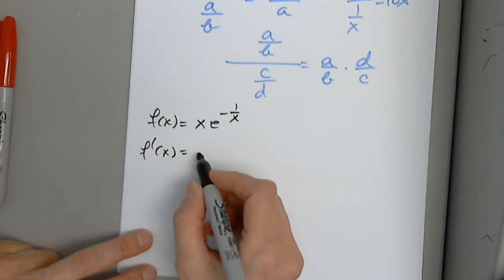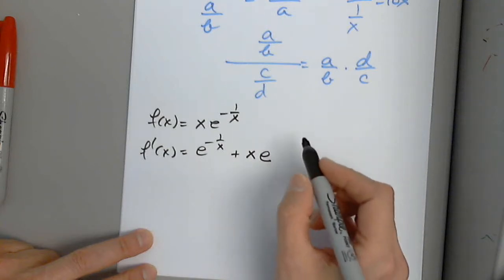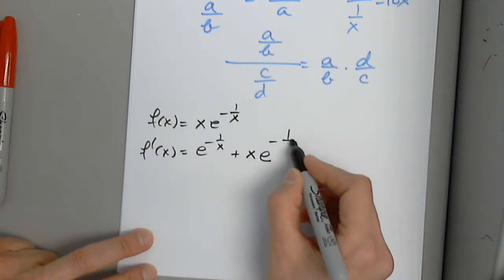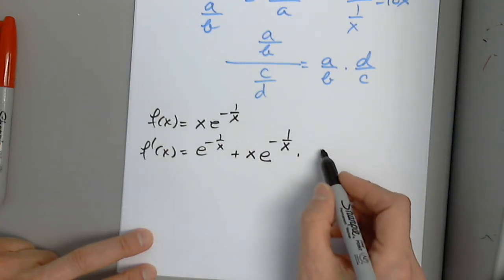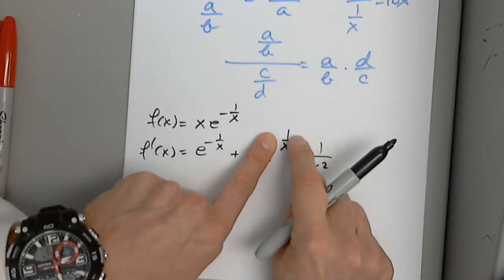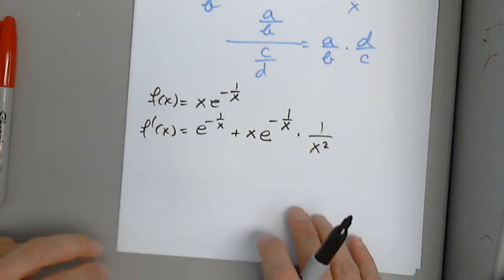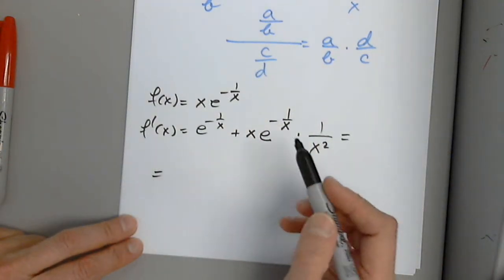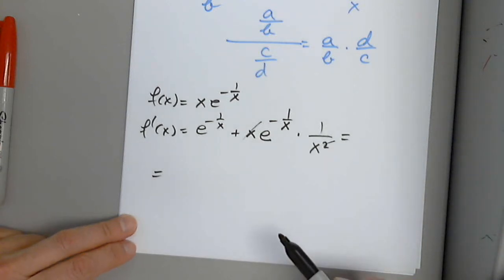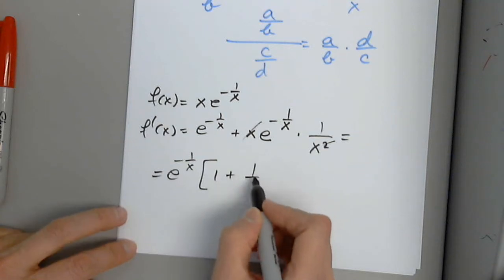e to the negative 1 over x. Very good. Plus x times e to the negative 1 over x times 1 over x squared. Yes, because when I differentiate this, I get negative 1 over x squared, but there is a minus in front. That's why we change it. Very good, awesome, great job. Of course, I will simplify. I will factor out e to negative 1 over x, and I have 1 plus 1 over x.